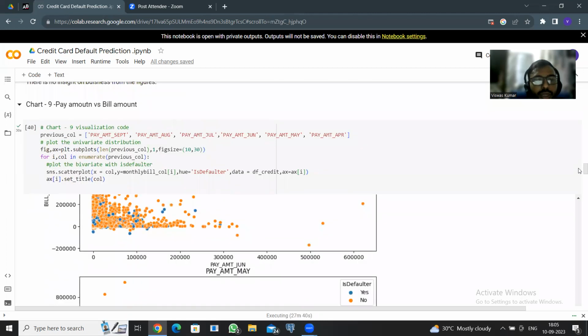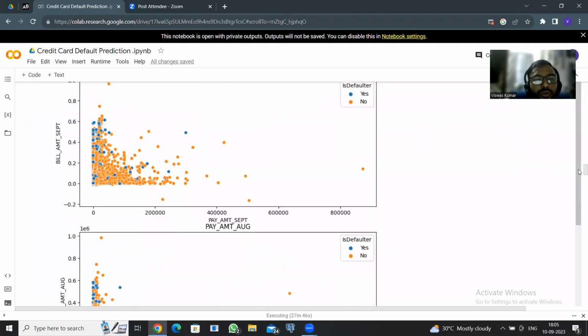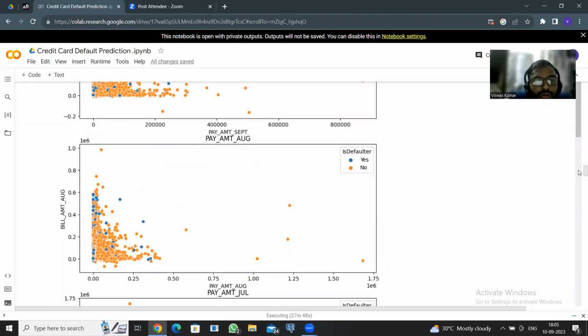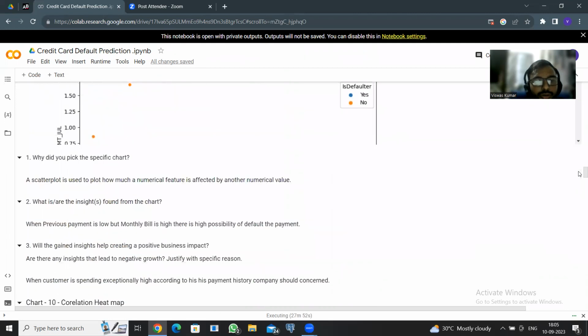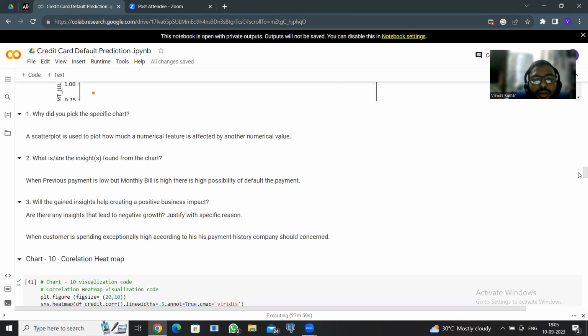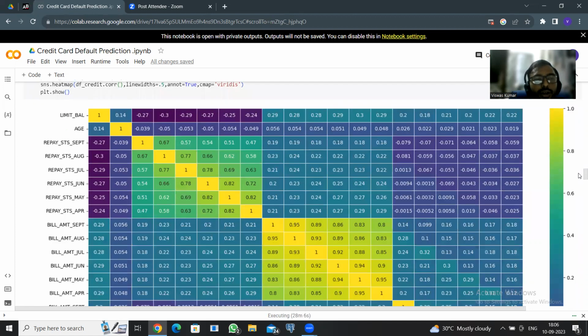So, pay amount versus bill amount. I'm using the scatter plot here to see the distribution between the pay amount and the bill amount. When the previous amount is low but the monthly bill payment is high, there is a chance of defaulting. So coming to the correlation heat map, which is the main factor of the EDA.